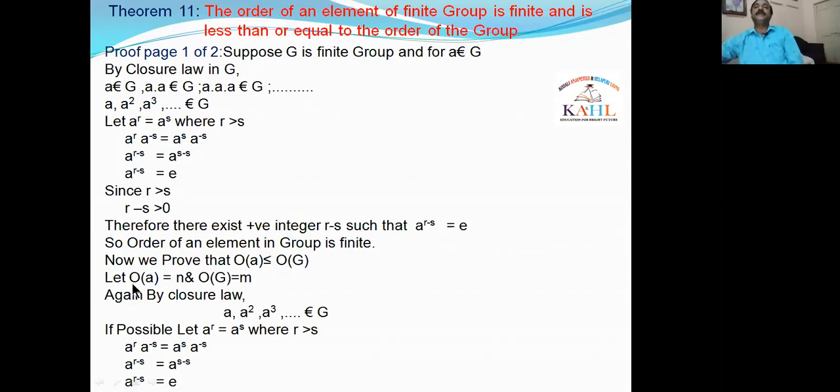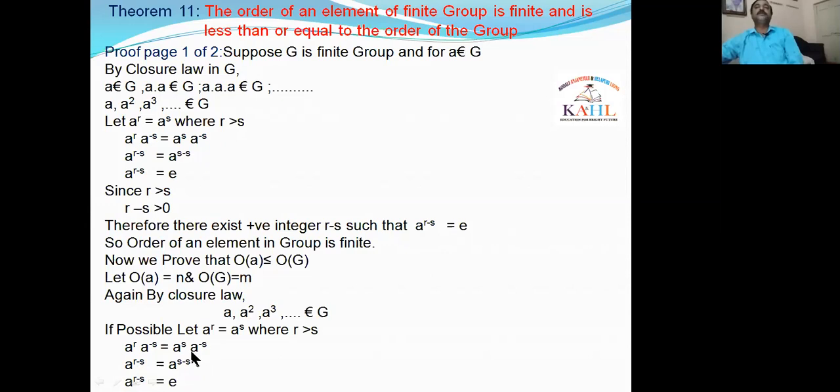For that, I am taking the order of A is equal to N and the order of G is equal to M. Again by closure law, A square, A cube and all belong to G. I am again taking, if possible, that A power R is equal to A power S, where R is greater than S. I am multiplying with A power minus S on both sides. That is, A power R into A power minus S is equal to A power S into A power minus S. A power R into A power minus S is A power R minus S.